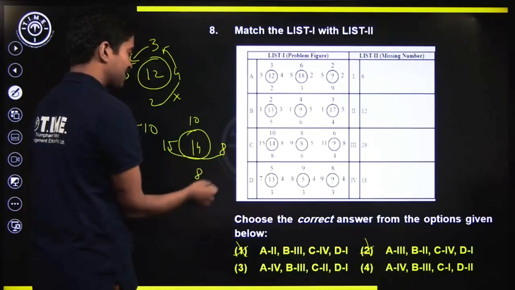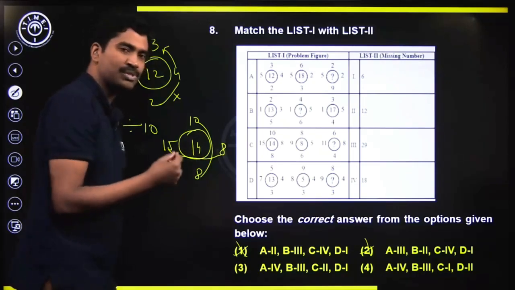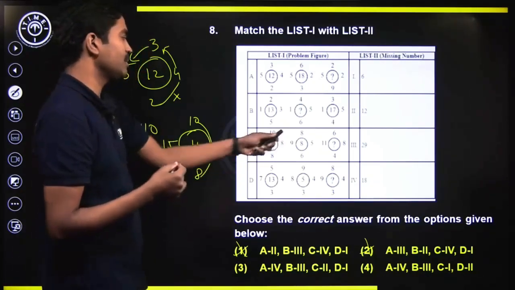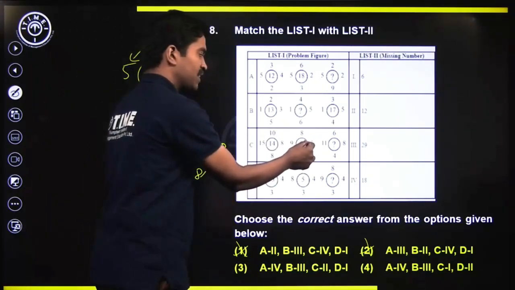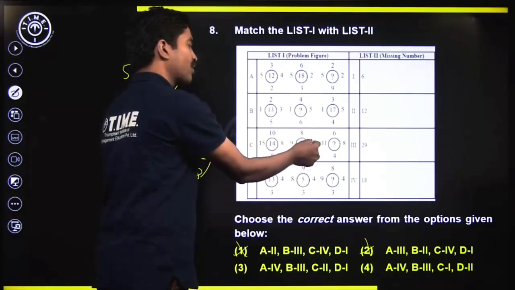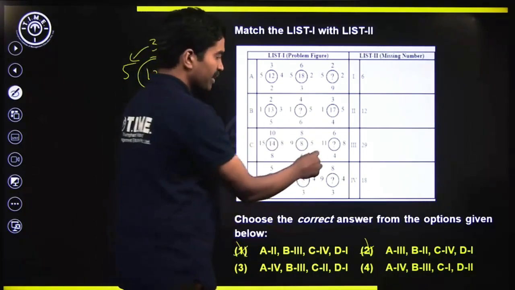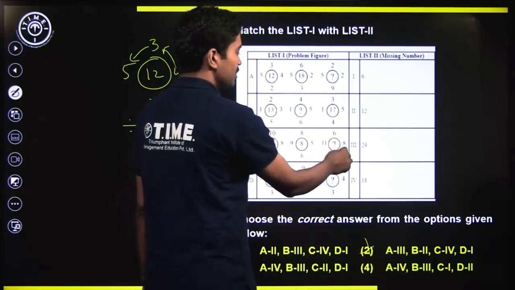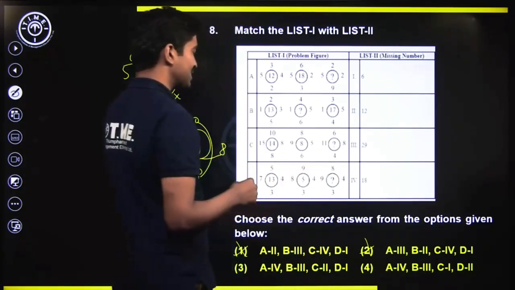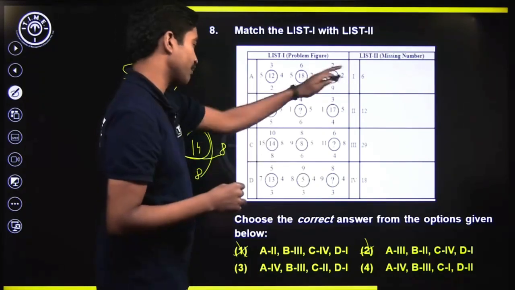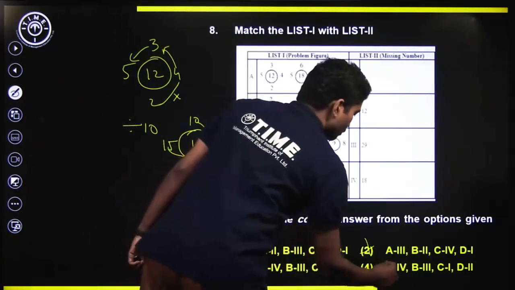15 minus 8 is 7, 10 minus 8 is 2, 7 into 2 is 14. Similarly, check here, 9 minus 5 is 4, 8 minus 6 is 2, 4 into 2 is 8. So what will we do? 11 minus 8 is 3, 6 minus 4 is 2, 2 into 3 is 6. So C has to match with 1 here. That will be option 4.